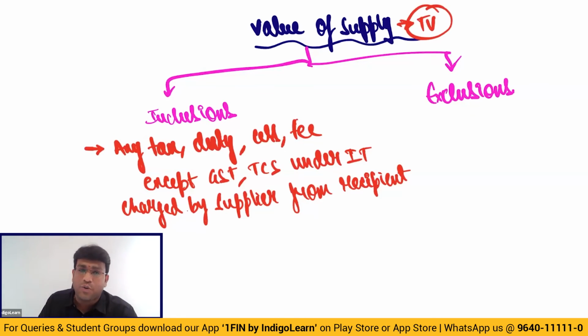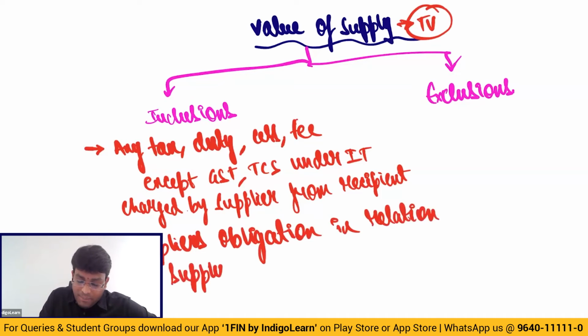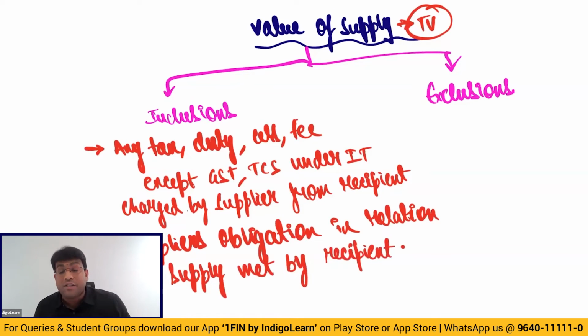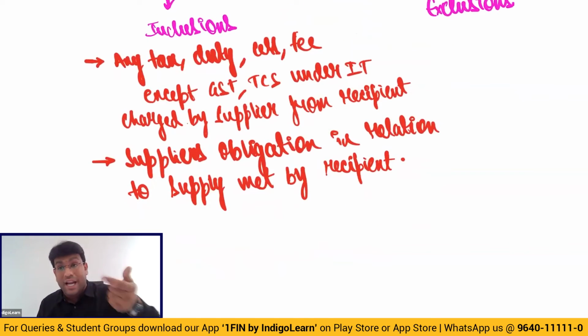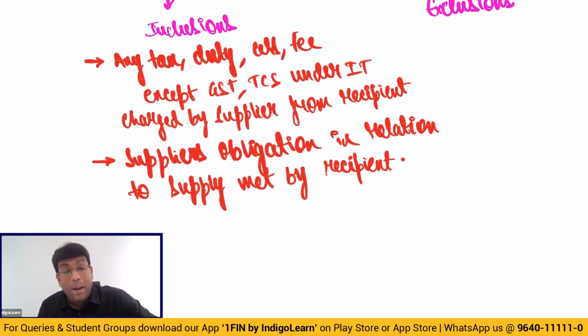So what is the first one? Any tax, duty, cess, fee except GST, TCS under income tax charged by supplier from recipient. Second one, supplier's obligation in relation to supply met by recipient. That means something which supplier was supposed to incur, that is met by recipient. So what is the first point? Any tax, duty, cess, fee except GST, TCS and income tax charged by supplier from recipient. Second point is what? Supplier's obligation in relation to supply, but that is met by recipient.